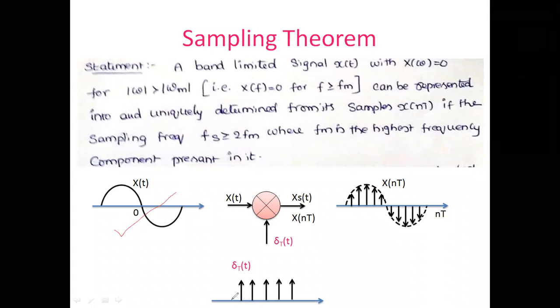Figure A is a given function, a sinusoidal function x of t, and one complete cycle has been given. And in figure 2, you have a product. That means you are going to multiply x of t with a unit impulse train. So this is called an impulse train. This goes up to infinity and down to minus infinity, but whatever it may be, this is a unit impulse train. That has been given as one input to the multiplier, and the next input is the original signal x of t. If you multiply x of t with it, you will get the sampled signal x of nT or xs of t.